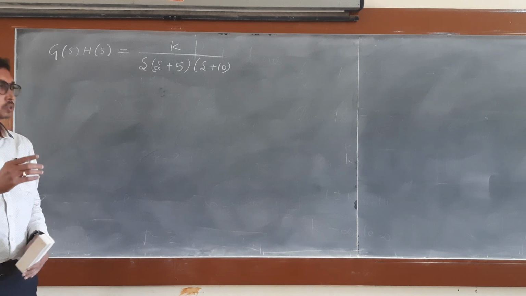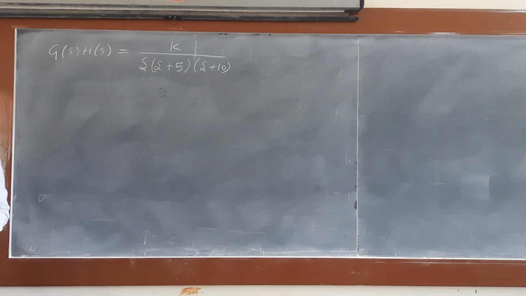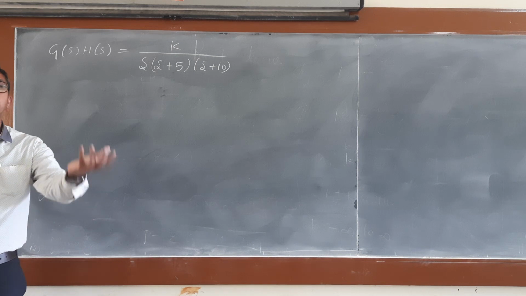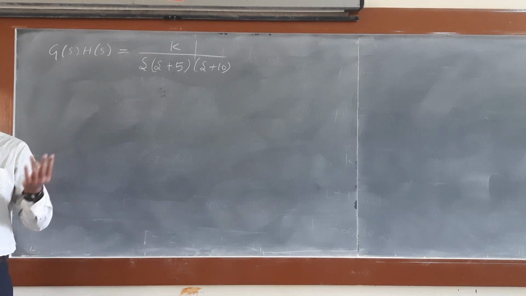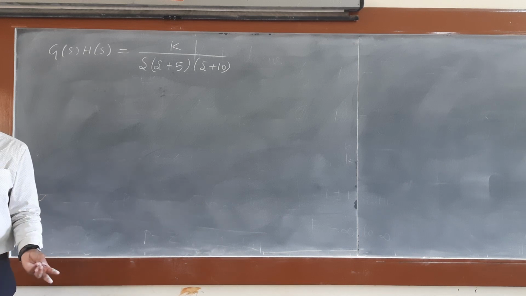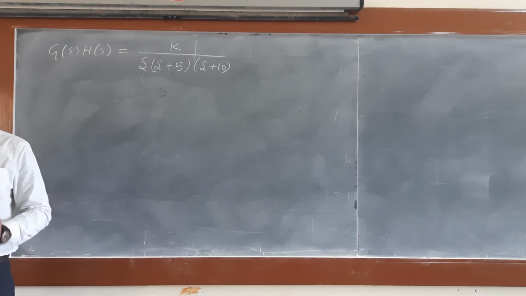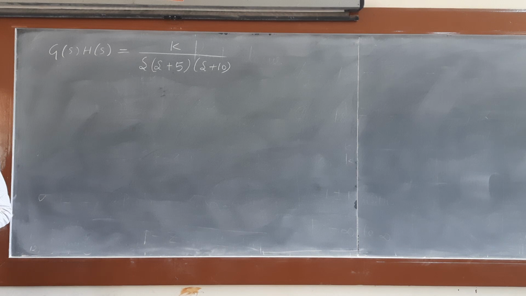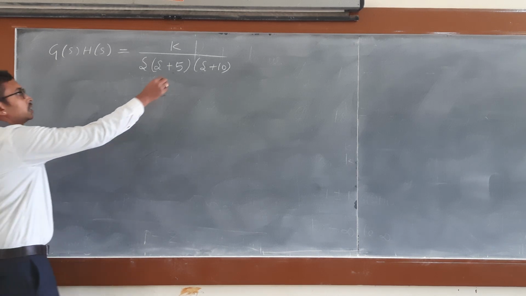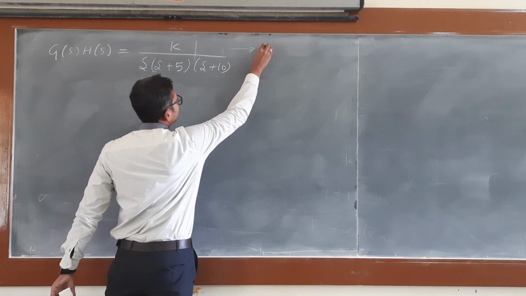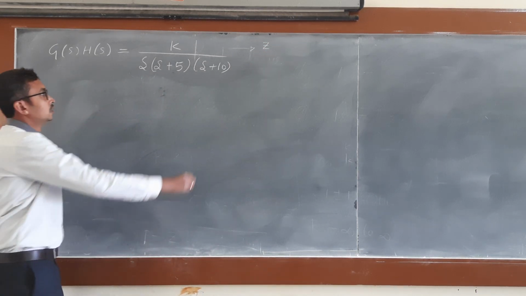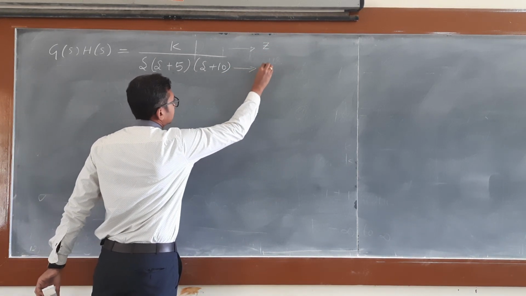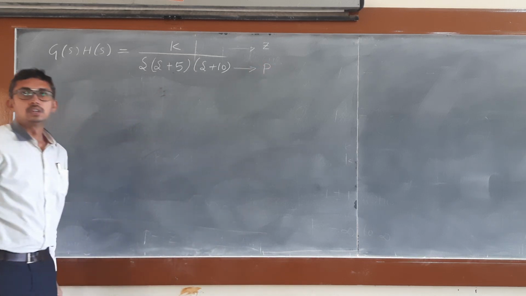The first step is, what is the first step? To get the general information. What are the general information? Means number of poles, number of zeros, how many roots are there, number of branches and all. So this is step number 1. The roots which are in the numerator, we are going to call as zeros. The roots which are in the denominator are called poles.